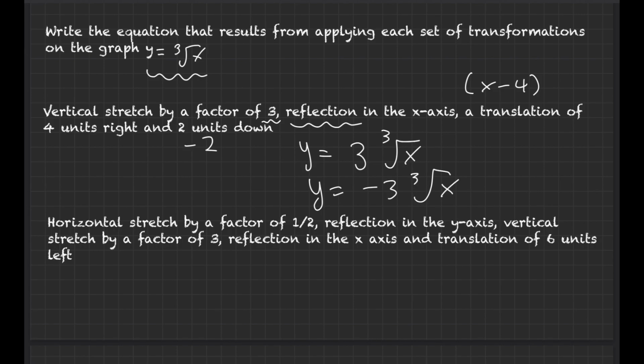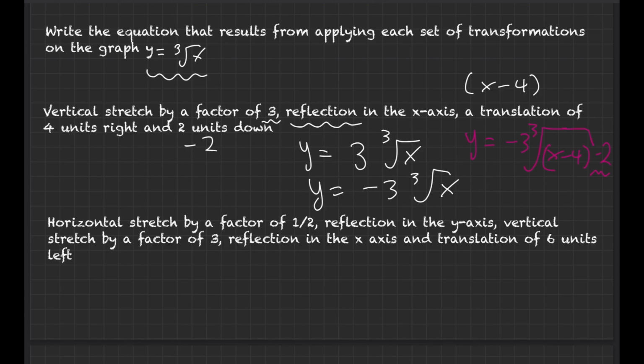So now we just put it all together. So it would become y is equal to negative 3 third root of (x minus 4), and then minus 2. And then this ends right here. The minus 2 is outside. Okay, let's try the next one.